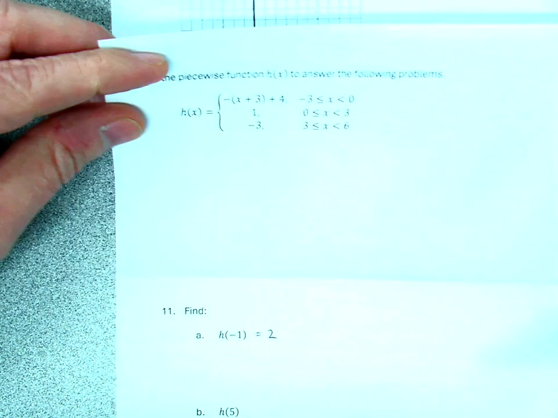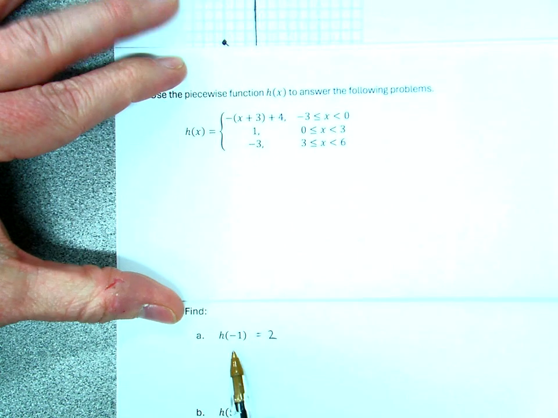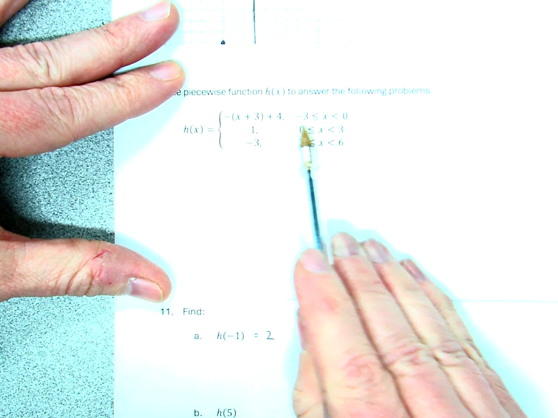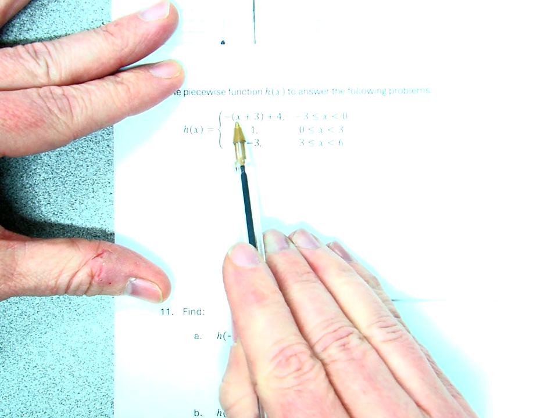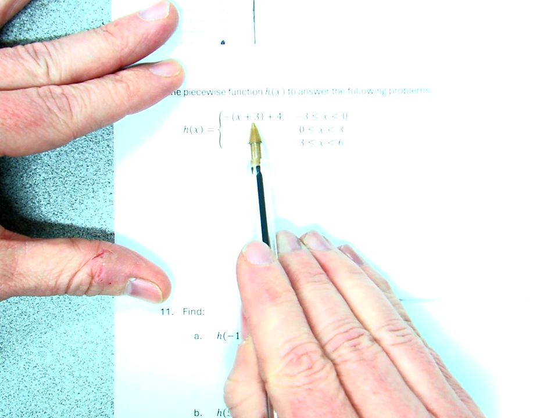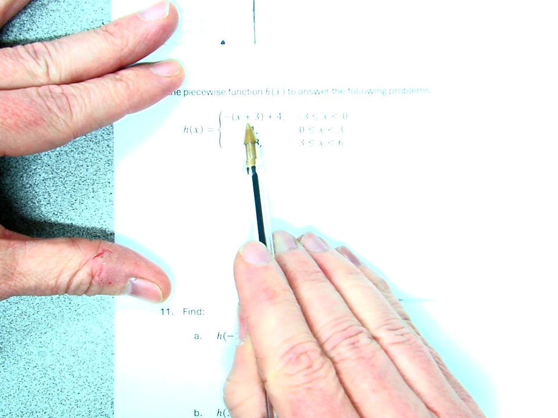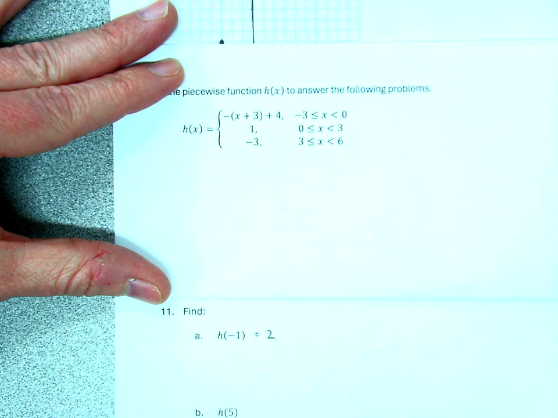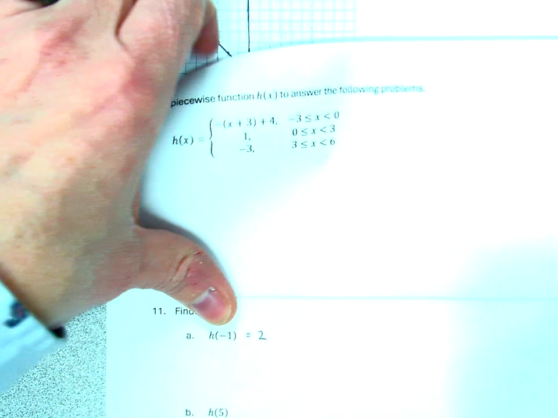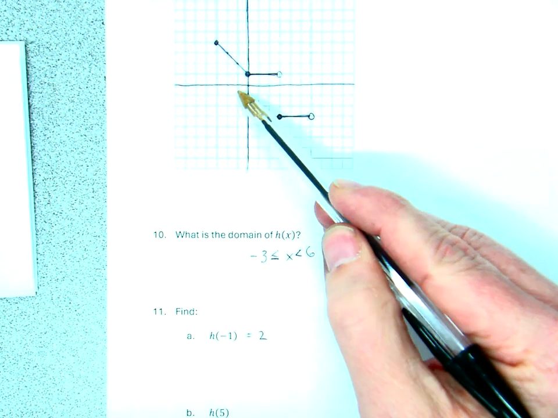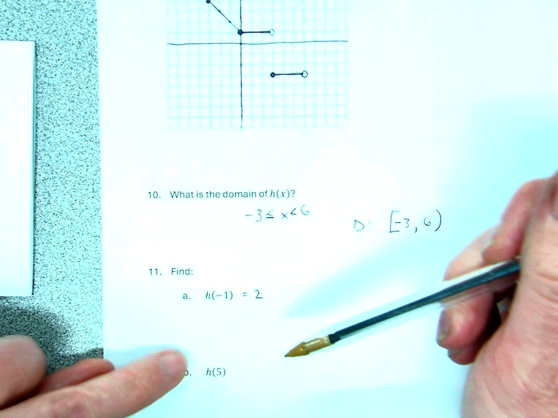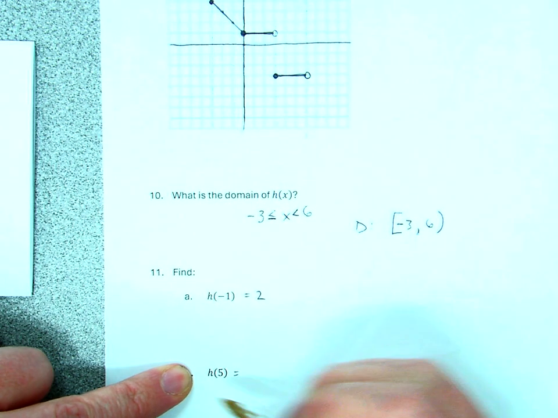Otherwise, if I had this function, I could plug it in, right? -1 needs to meet the criteria of the domain. -1 falls in between -3 and 0. So I would plug -1 into here. -1 plus 3 is 2. The opposite of 2 is -2. -2 plus 4 is 2. So it still works. But if we have the graph, we can still look at it, right? I want the y that goes with that x.